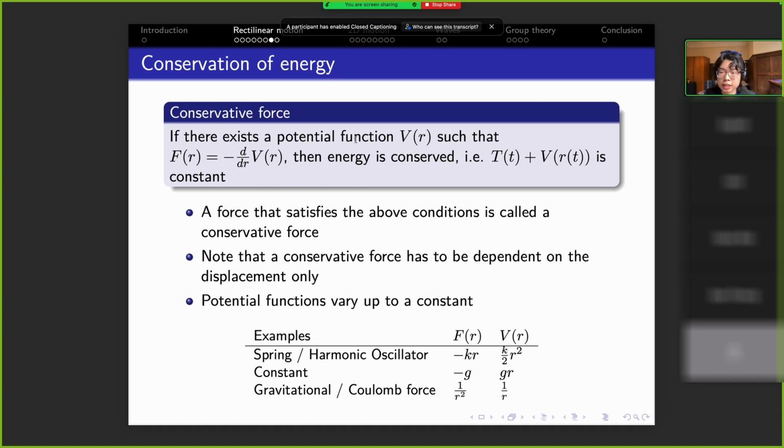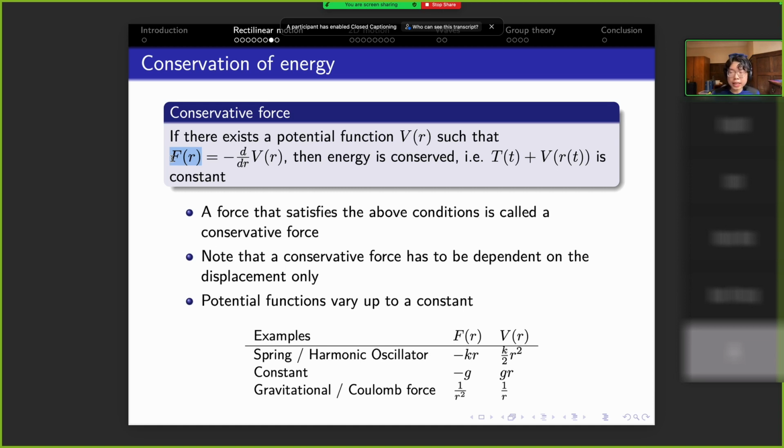So if there exists a potential function such that the force is its derivative, then the energy is conserved. So what's the main idea? The main idea that we need to focus on is that the force is dependent on displacement only. It depends on displacement explicitly only. This is not to say that the force doesn't depend on time.